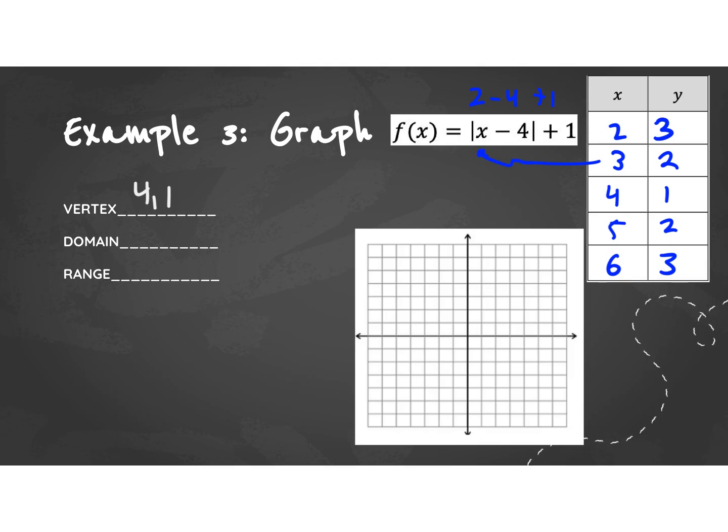All right. So 4, 1 is my vertex. 5, 2, 6, 3. There's my graph. So my domain, all real numbers.